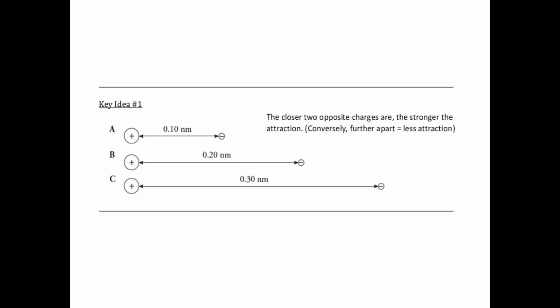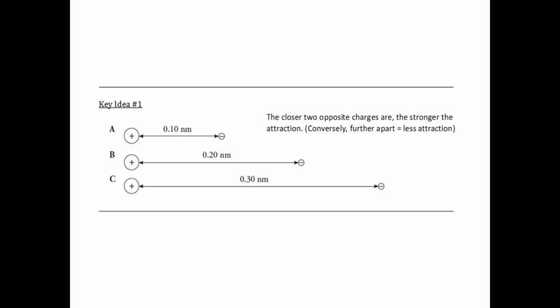So key idea number one. Key idea number one says the closer two opposite charges are, the stronger the attraction. Just the opposite, if you're far away, you're going to have less attraction. So think about magnets. The closer magnets are, the stronger the attraction. The farther away, the weaker the attraction.